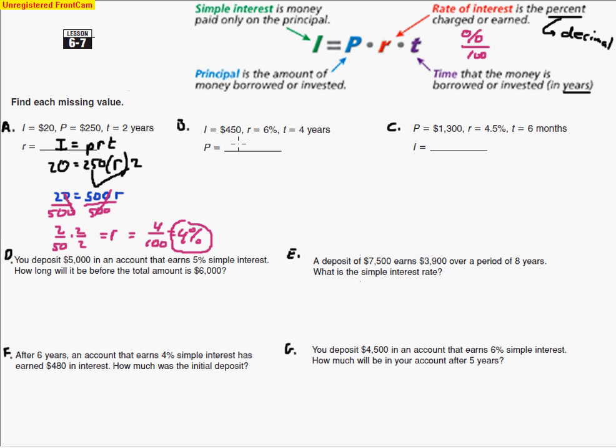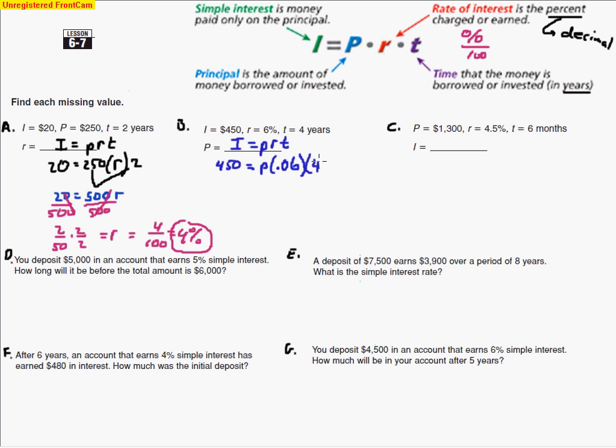Well, let's take a look at the next one here. Here we're looking for principal. So let's write down our formula again: I equals PRT, and let's substitute the numbers in. We're given interest again, 450. This time we're looking for the principal. So principal times the rate. Now remember, I said you got to change this to a decimal. The decimal form is when we move that decimal over 2 spaces to the left. So it's going to be 0.06. And then we have 4 years.